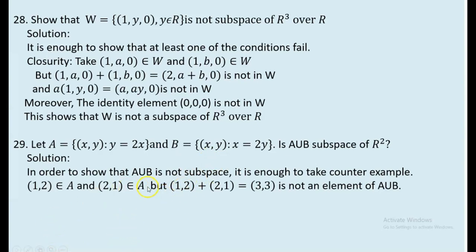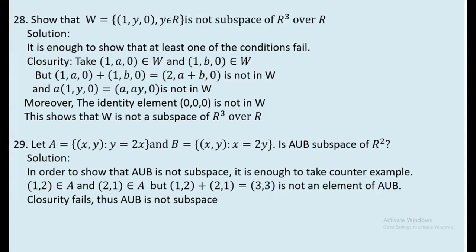Students, please correct this one by making it B, okay? This is B, whereas this one is A. Now if you take the sum of the two, (1, 2) plus (2, 1), it will be (3, 3). And we know that (3, 3) is not an element of the union. Because for an element to be within the union, either the first component must be twice the second one, or the second must be twice the first. But this is not the case. (3, 3) is not behaving this way. Because of this, the union is not what, students? A subspace.